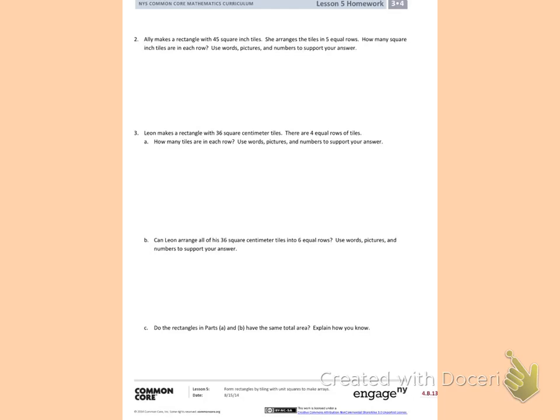Let me underline the important details here. 45 square inch tiles. I should underline rectangle as well, since that's the shape that was made. 5 equal rows. Now let's highlight the question. How many square inch tiles are in each row? I'm going to underline some important details that they want us to do. They want us to use words, pictures, and numbers to support our answer. It doesn't say or, it says and.